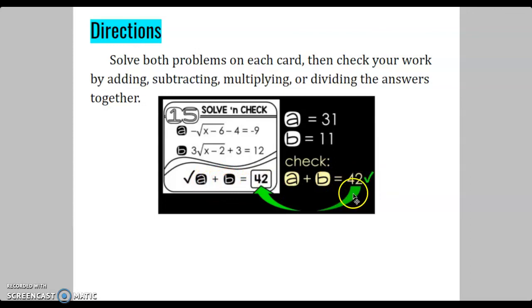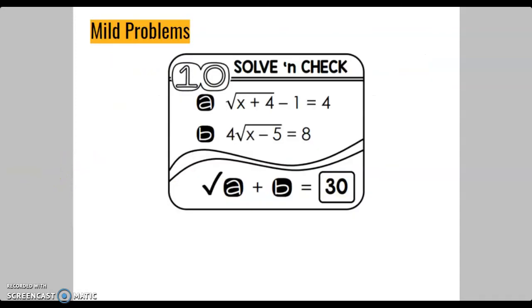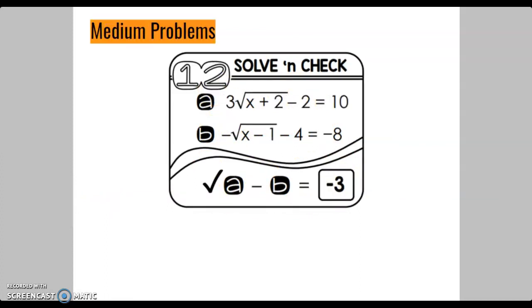Now, the answer that you get should match the answer on the card, and that's how you will know whether you did the problem right or wrong. Obviously, if your answers don't match here at the end, then you know you need to go through and check your work. So you have in total 6 problems to do. You have 2 that are mild problems, and again, you're going to solve each of these, add the answers, and they should equal 30. You have 2 medium problems. Again, complete these 2 problems, subtract your answers, and you should get -3 to know that you're correct.